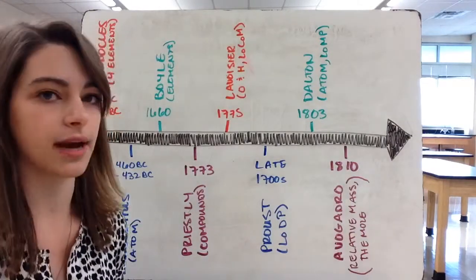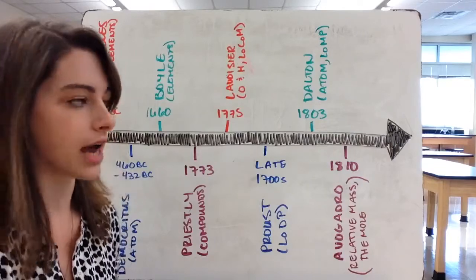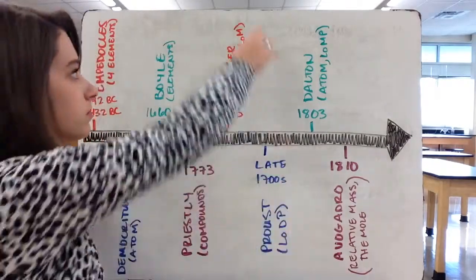In 1810, we meet Amedeo Avogadro, and we're going to talk about his work here next class, where we talk about relative mass in the mole. So he came up with how to actually count these particles.